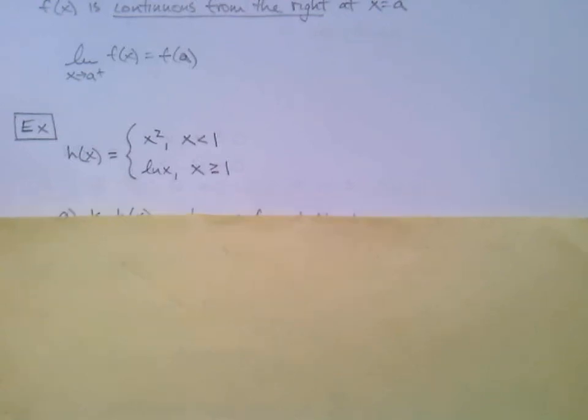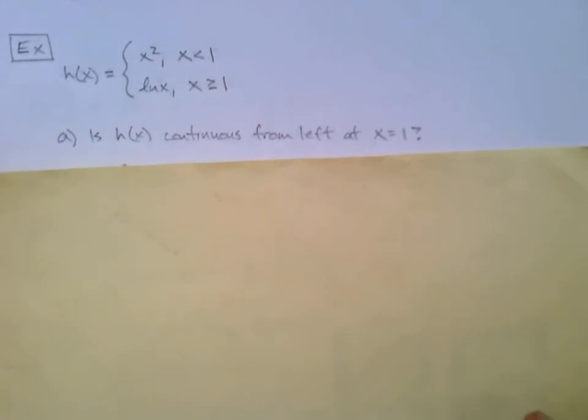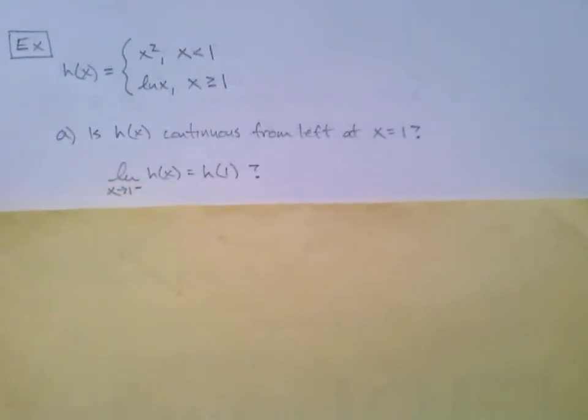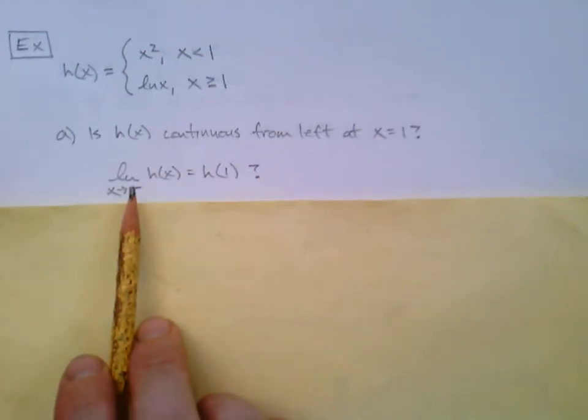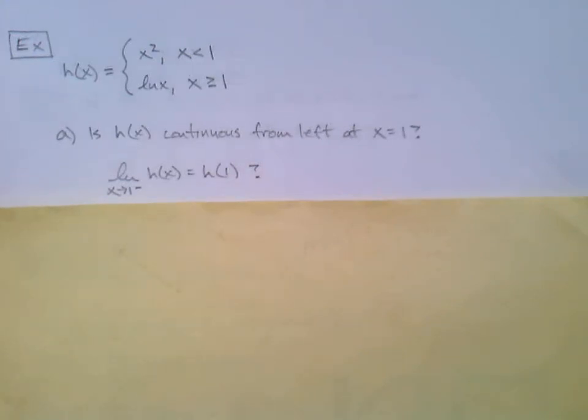All right, so the first question here is: is h of x continuous from the left at x equals 1? Okay, so remember our definition of continuity from the left. We're just asking this question: does the left-sided limit, the limit as x approaches 1 from the left of our function, equal the function value there, h of 1? If it does, we know it's continuous.